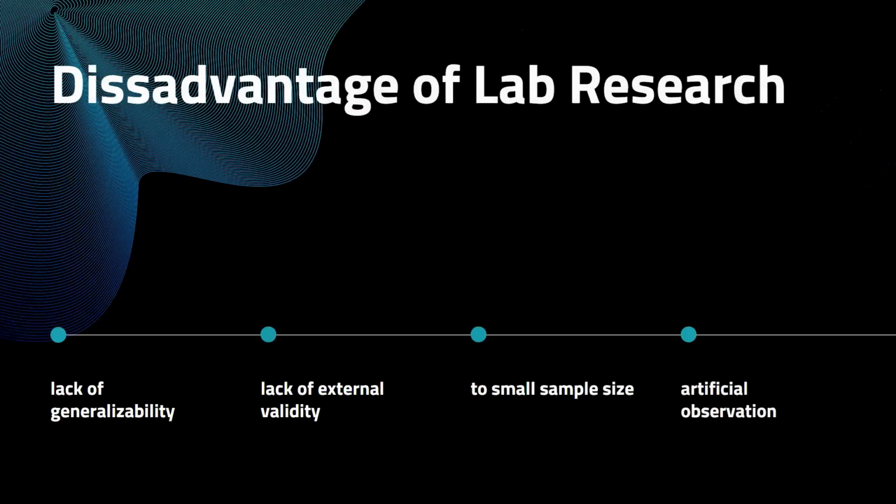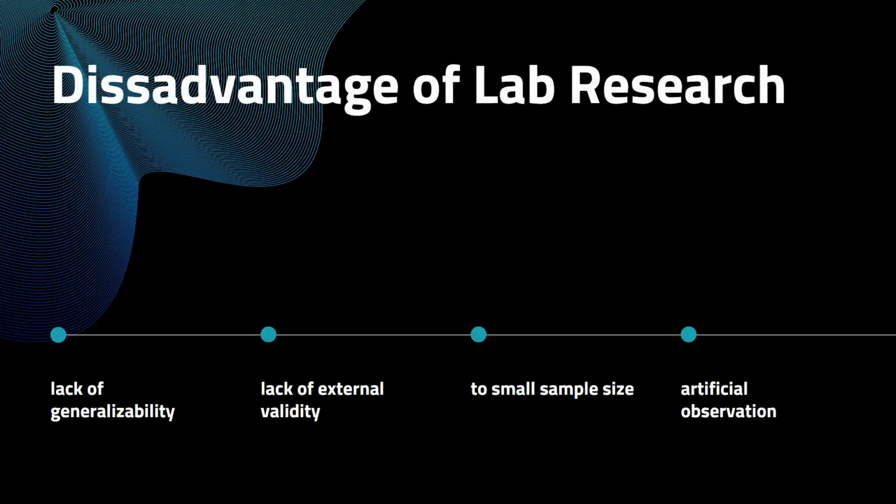Okay, so there are, of course, various disadvantages of lab research. The first disadvantage is that lab research lacks generalizability, because the lab has controlled environments with controlled variables, so it lacks generalization. The second disadvantage is that lab research lacks external validity, which might make the research inaccurate.